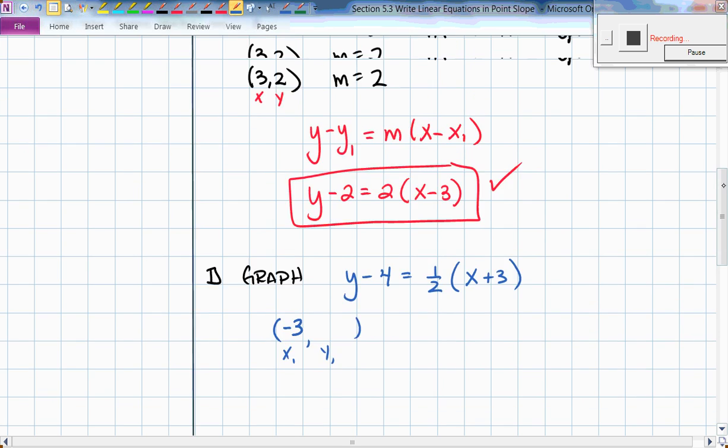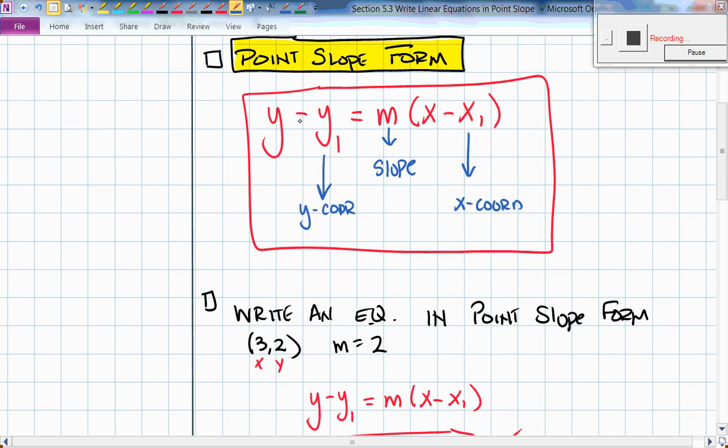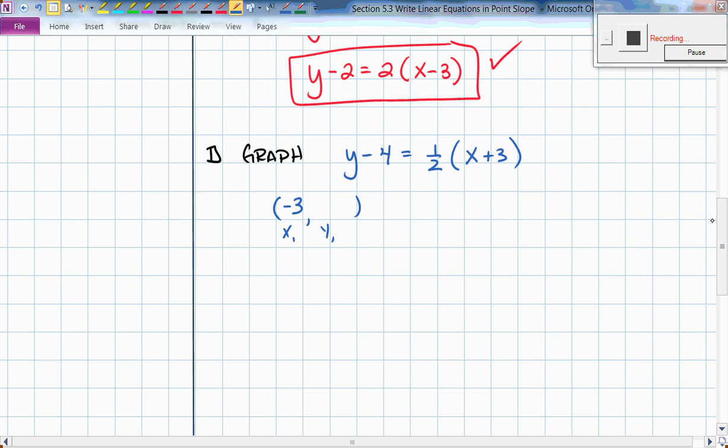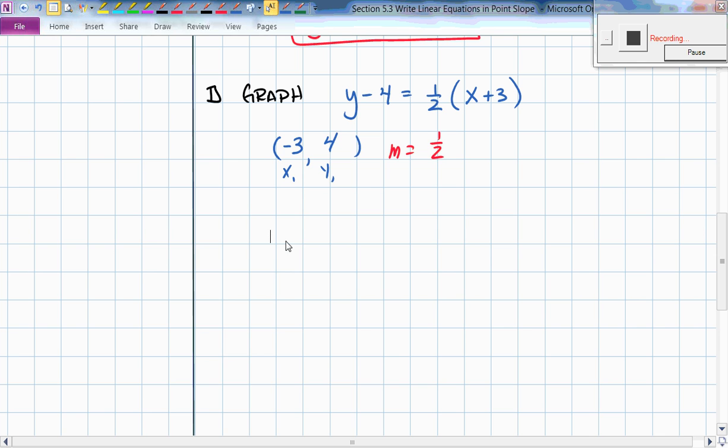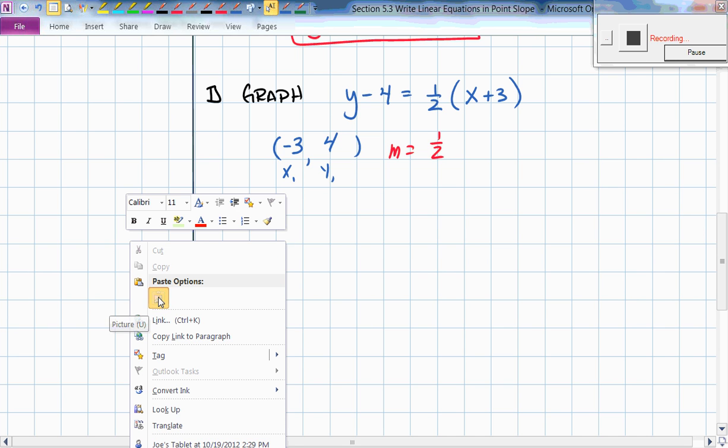Okay? And then look over here. There's a minus sign out here, and there's already a minus sign out here. So what is the y-coordinate? Positive 4. You got it. And what's the slope of this thing? The slope is equal to 1/2. Good. So go ahead, take your ruler, and draw in a coordinate plane. There's mine.